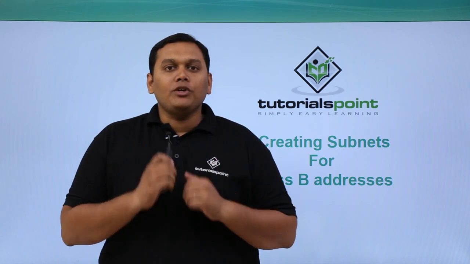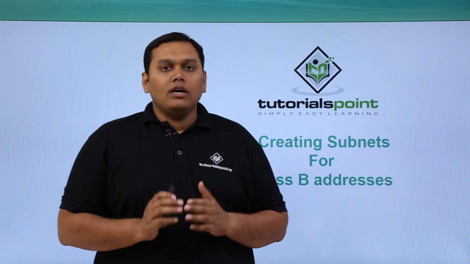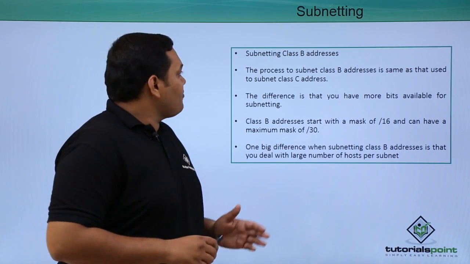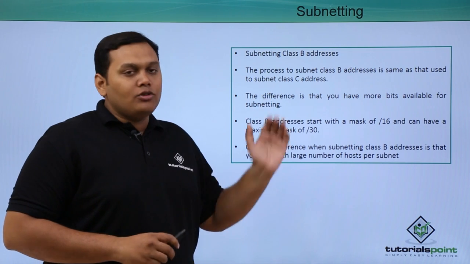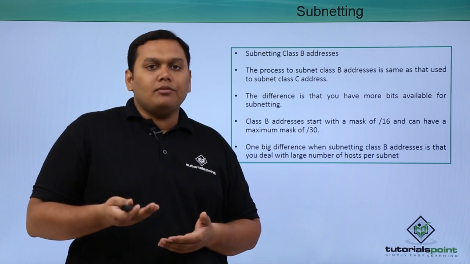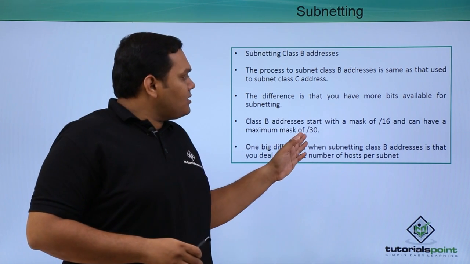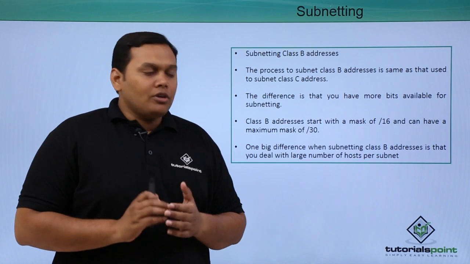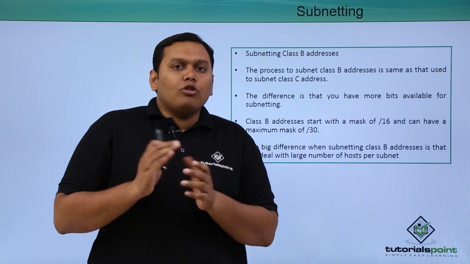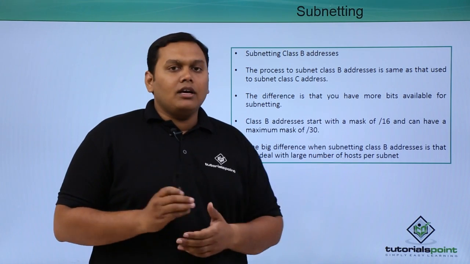In this video, we are going to discuss creating subnets for class B addresses. Class B addresses are subnetted in the same way as class C, and the process is similar. The difference is that you have more bits available compared with class C. It starts from /16 to /30. The big difference in subnetting class B addresses is that you have more bits available, and also a higher number of hosts per subnet.